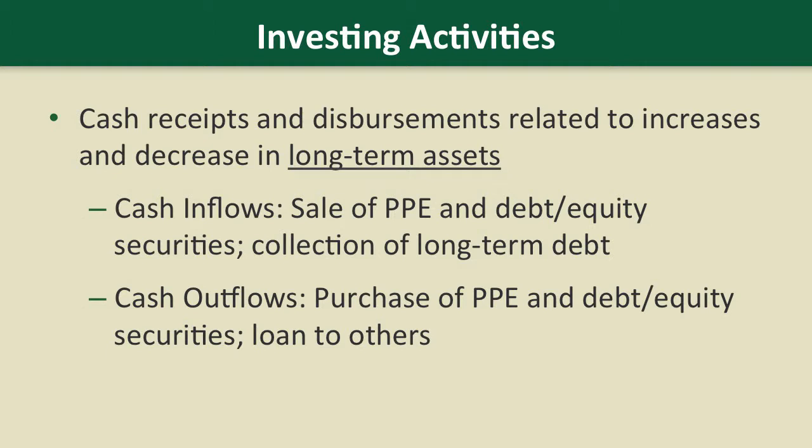The investing section is dealing with the cash inflows and outflows of your long-term assets. Long-term assets include, for example, property, plant, equipment, debt or equity securities, long-term debts. So cash inflows in this section include, for example, money from selling your property, plant, equipment, from selling your debt and or equity securities, from collecting long-term debt. Cash outflows include payments for the purchase of property, plant, equipment, for the debt and equity securities of other companies, and also the outflows related with your loans to other entities.